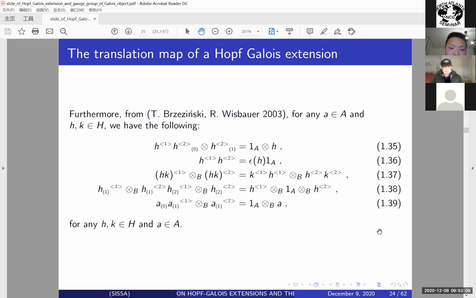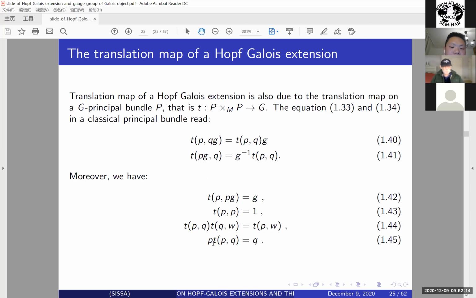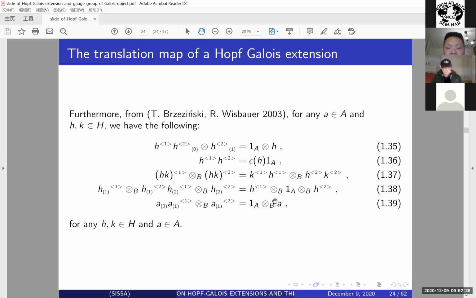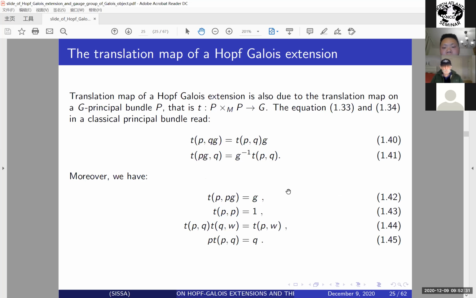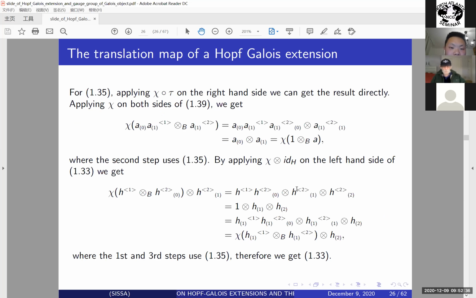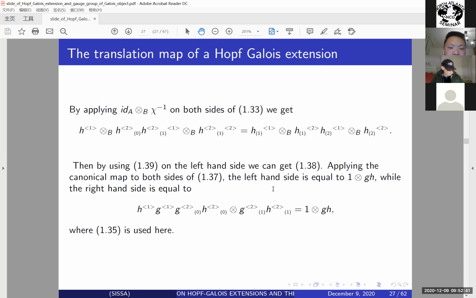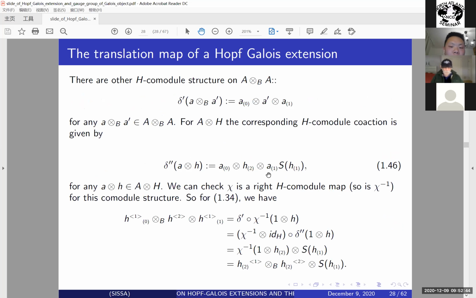Okay, and finally, there is a correspondence between 1.39 and the translation map, which reads P times T of (P, Q) equal to Q. So these are just some facts on the translation map of the classical principal bundle, and they are all very important when we define the Ehresmann-Schauenburg bialgebroid, which we will introduce later. Okay, so here I will skip the proof. If we have time, we can go back.